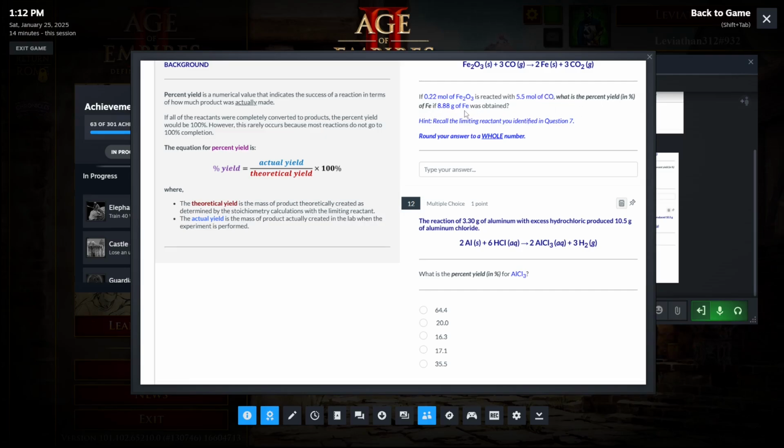Okay. So yeah, it looks like in the first one, 8.88 grams of Fe, whatever Fe is, was obtained. That is our actual yield, I believe. We would have to go through it again, or well, not again, for the first time, to figure out what the theoretical is. Correct. And then we'll divide those to find the percent.